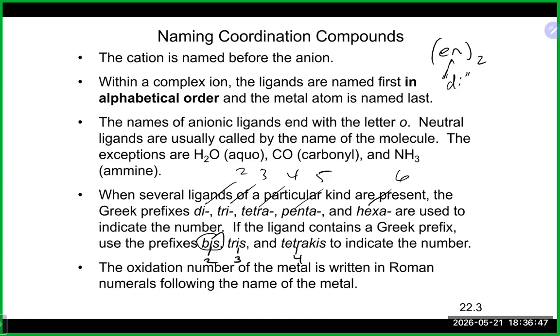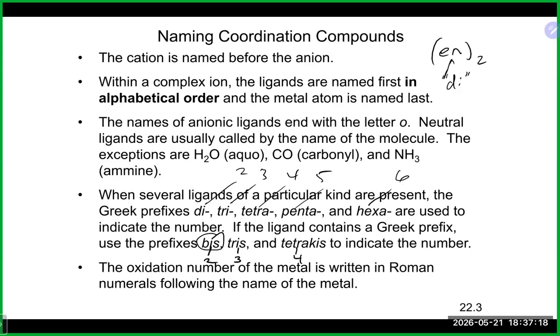I will say that for oxalate, the name that we use when we call it a ligand, people tend to also use the bis, the tris, and stuff like that for those kind of polydentate ones. The oxidation number of the metal is always written with a Roman numeral following the metal in the name. So we do use a Roman numeral to indicate the charge on the metal ion.